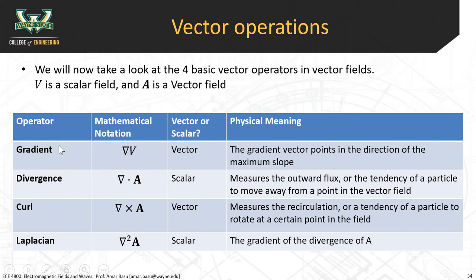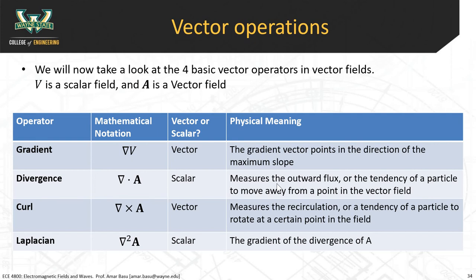The gradient's mathematical notation is del V. We'll talk about what del is. It's a vector quantity, and the physical meaning of the gradient is that the gradient vector always points in the direction of maximum slope. This applies to a scalar field. Divergence is denoted del dot A, and it's a scalar quantity. It measures outward flux, and it applies to a vector field. How much are the vectors pointed away from a certain point?